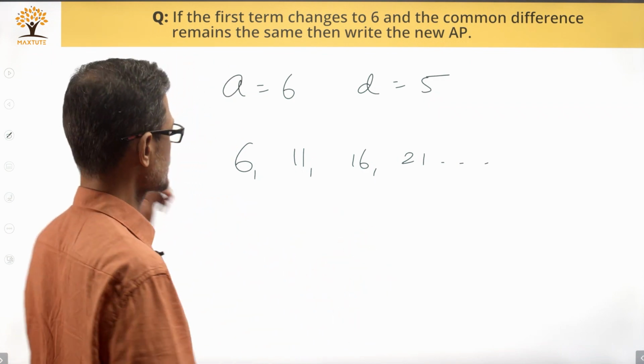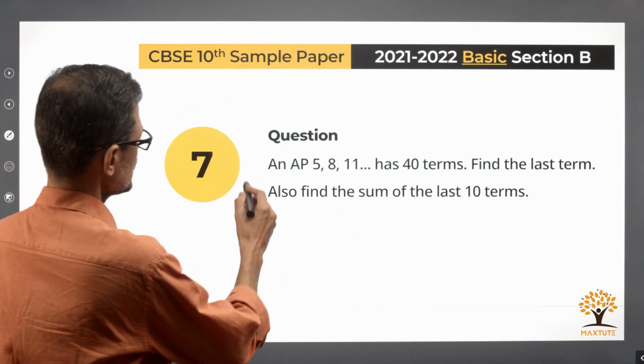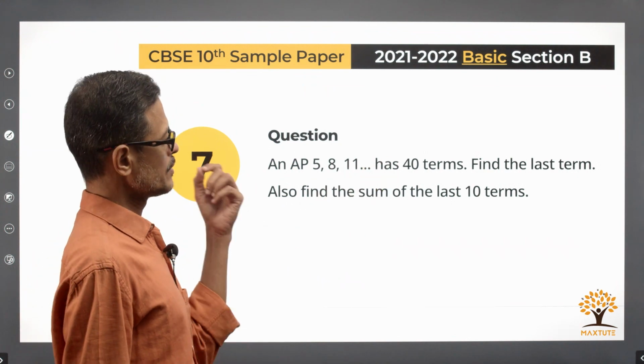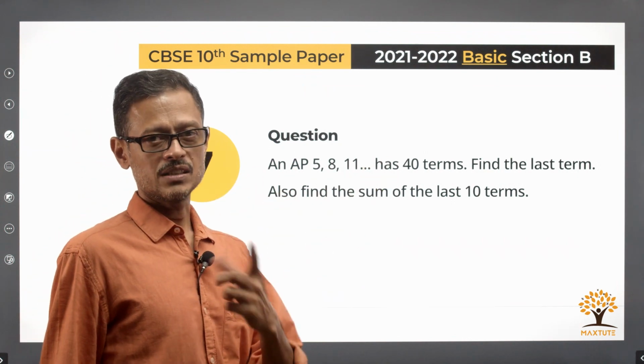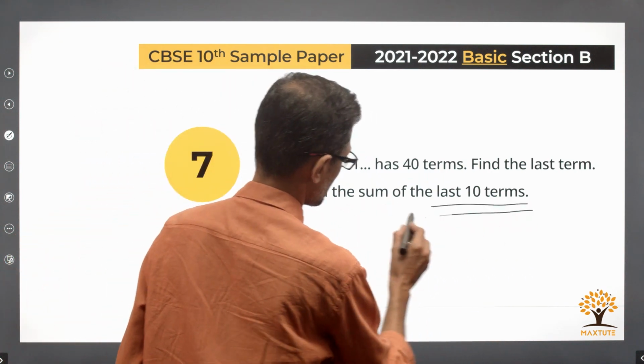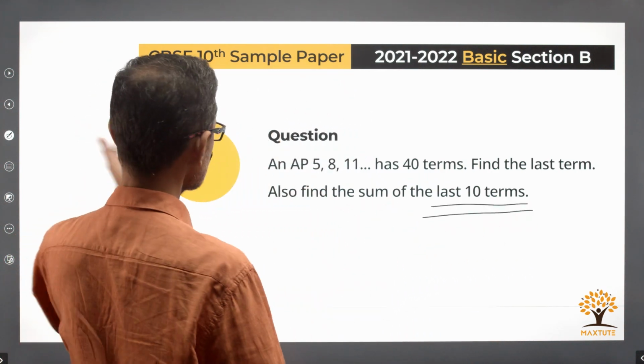Let's move on to the Section B question. An AP 5, 8, 11 has 40 terms. Find the last term. So we need to find out the 40th term. This is part 1. Also find the sum of the last 10 terms. This is an interesting part, right? So let's do both parts. Start with the first one.